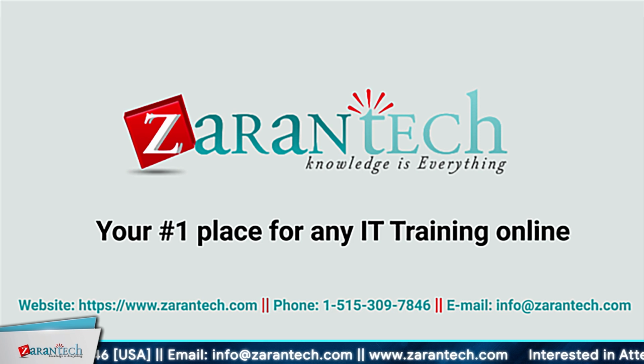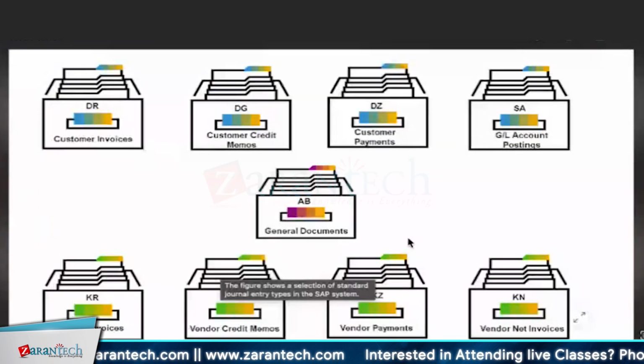Let me show you one of those screens, where I can help you on that. This is one such document which exemplifies the different general documents: customer invoices, customer credit memos, customer payments, account postings, and you can see vendor invoices, credit memos, vendor payments. These are the different categories of journal entry types that we generally see in our regular journal entry postings.